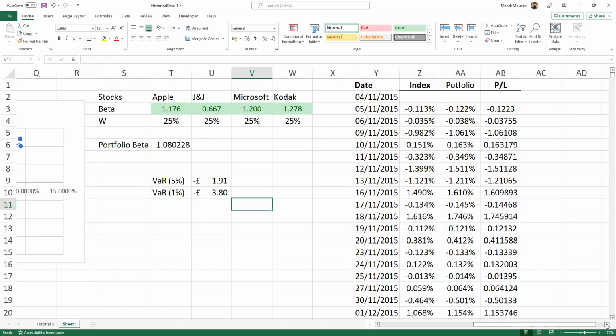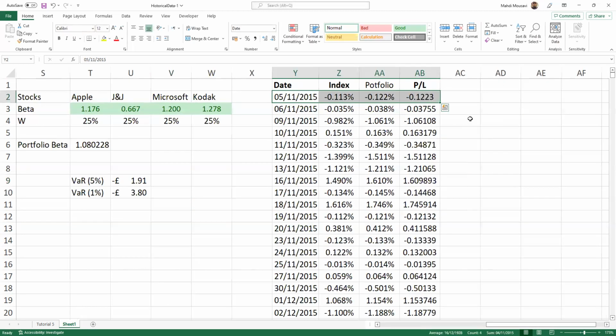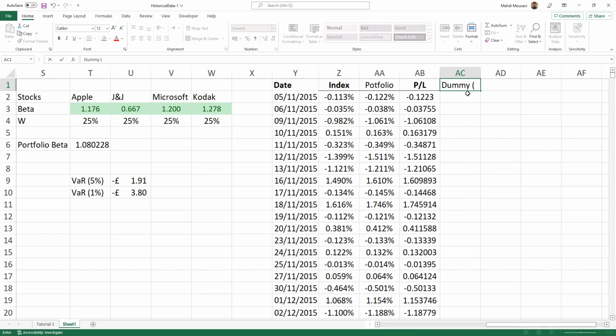Now, we are interested in estimating the expected shortfall. For this purpose, I need to define a dummy variable at the level of 95%, or say for the expected shortfall of 5%. This dummy variable is, as I said, a binary variable equal to 0 or 1. I want to say if the profit or loss in that day is less than the value at risk of 1.91, then the value assigned to the dummy is equal to 1, otherwise it is equal to 0.